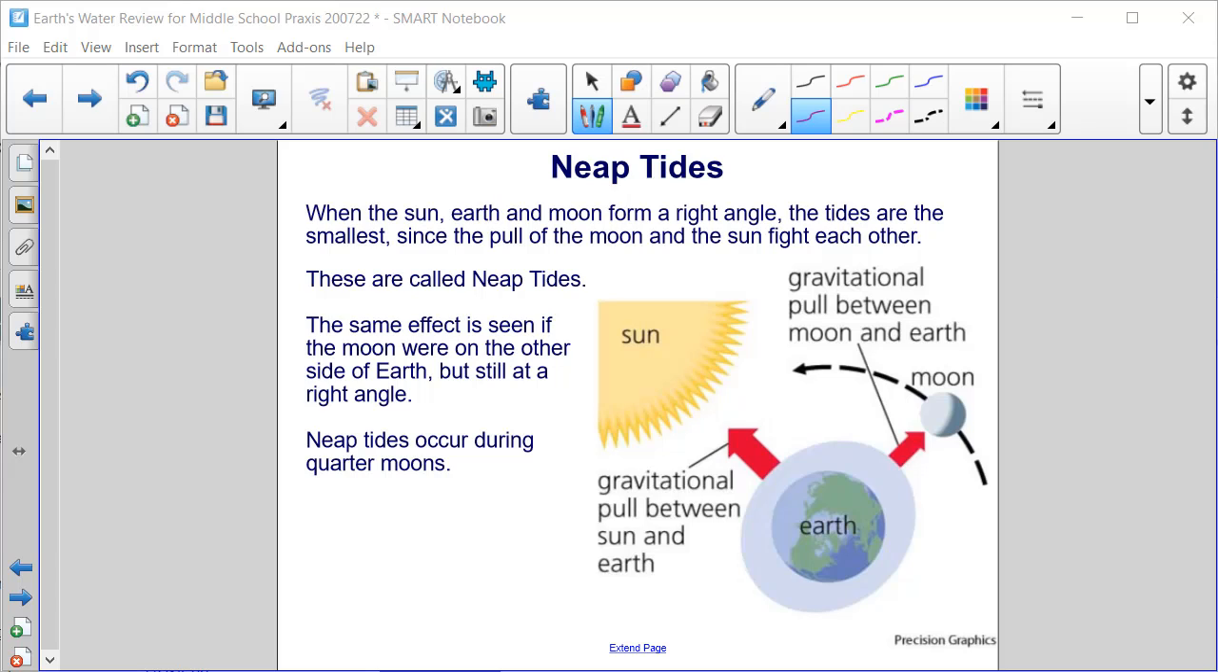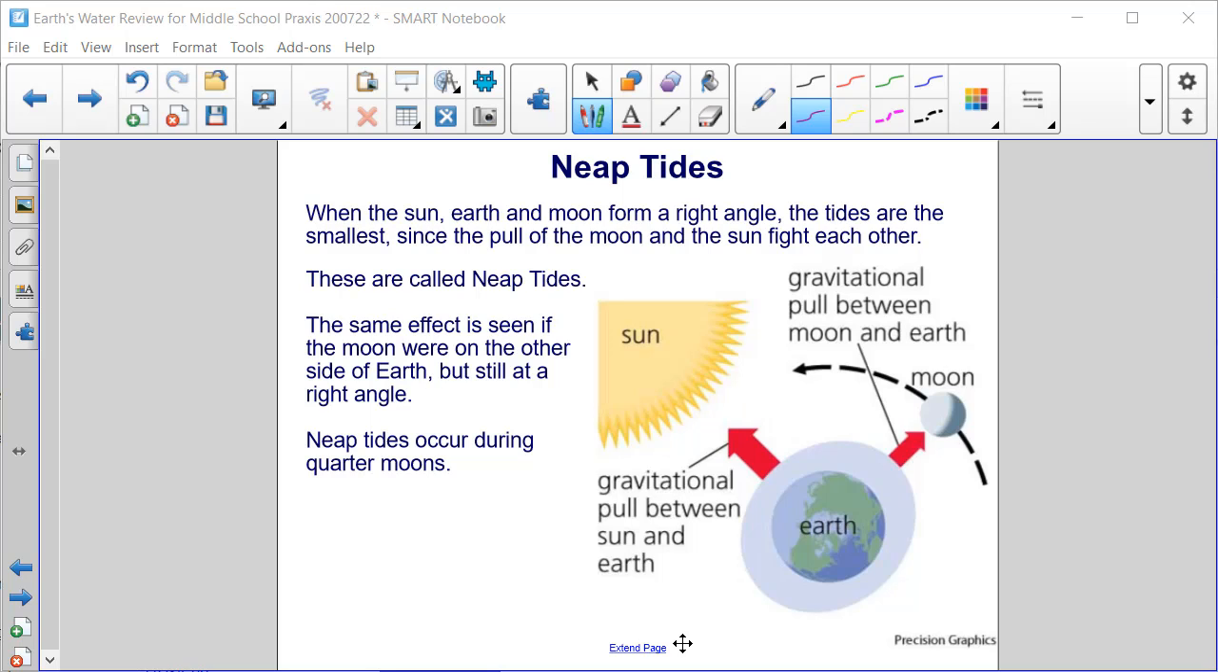Neap tides. When the Sun, Earth, and Moon form a right angle, as you can see here. So here's the Moon, here's the Sun. The tides are the smallest since the pull of the Moon and the Sun fight each other. These are called neap tides. The same effect is seen if the Moon were on the other side of Earth, but still at a right angle. So if I had the Moon over on this side. Neap tides occur during quarter moons.